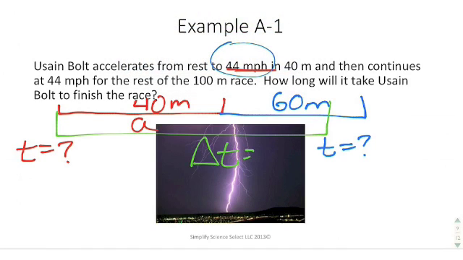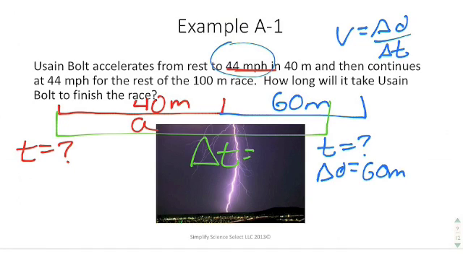Now, one of the key things that we can do here is say, okay, for the 60-meter part, it's going to be really easy to determine the overall time because we have constant velocity. Whenever we have constant velocity, we can use the equation v equals delta d over t. So it's a really easy equation to use. We know the displacement is going to be the 60 meters. We know the velocity is 44 miles per hour, but we can't use 44 miles per hour. Instead, we have to convert it so that we have a 19.6 meter per second velocity. That's how you convert 44 miles per hour into meters per second. You should be familiar with that by now.